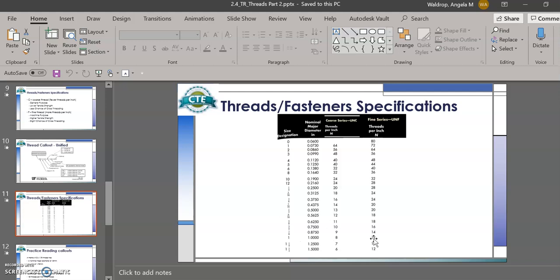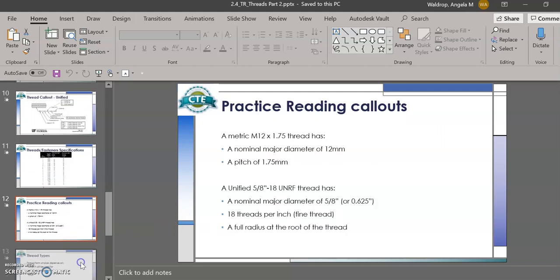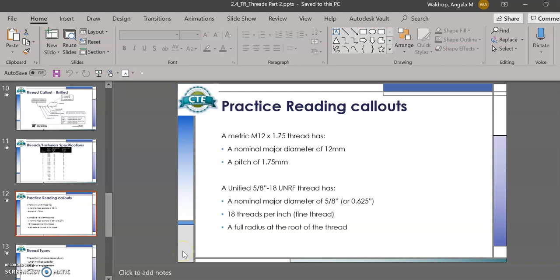One more practice. For a number 8 screw that's up here, okay, what is the outside diameter? Pause it here. If you look over, it is 0.1640. For a coarse number 8, how many threads per inch does it have? It's got 32. So hopefully that helps you with this chart. You might want to go back and rewind this and then read it again so you know how to do that. On slide number 12, it gives you some more examples that you can try.